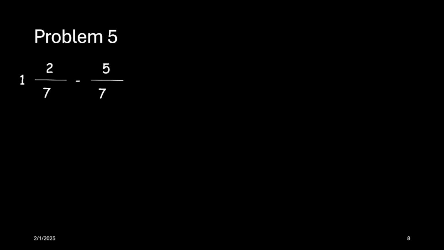Okay, so try out problem number 5 and see what you can come up with. And if you need more time, then as always, you can pause the video and come up with an answer. Alright, so hopefully you came up with the following. So we're going to use the magic C. We're going to multiply 7 and 1, which gives you 7, and then you're going to add 2. So when you add 7 and 2, you should get 9 over 7. And you're going to do 9 over 7 minus 5 over 7. When you subtract 9 and 5, you will get 4 over 7.